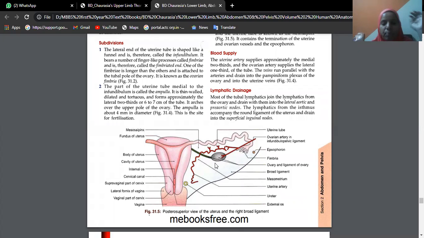Similarly, there is a fold of peritoneum covering the ovary. You call it the mesovarium. The rest of the peritoneal fold part of the broad ligament covering the uterus is called the mesometrium. So the three subdivisions of the broad ligament are mesosalpinx, mesovarium, and mesometrium. Now, the contents inside the broad ligament are as follows.